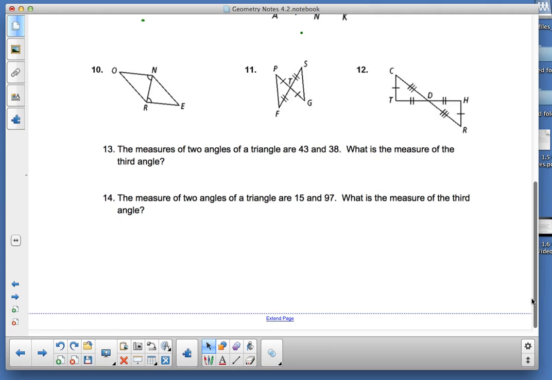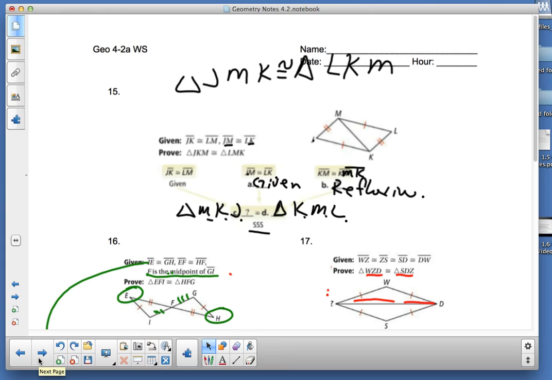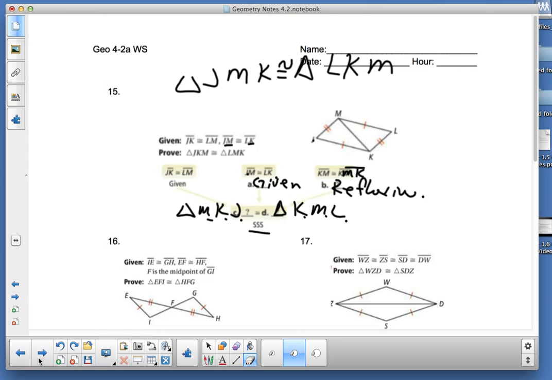Okay, flipping our page. In 15, I've got a flowchart proof. In my flowchart proof, I have my given, I have reflexive, because you see MK congruent to KM, or KM congruent to MK. And then I have my congruent statement. Now, here's the thing about my congruent statement. That's what was to be proved, JKM.